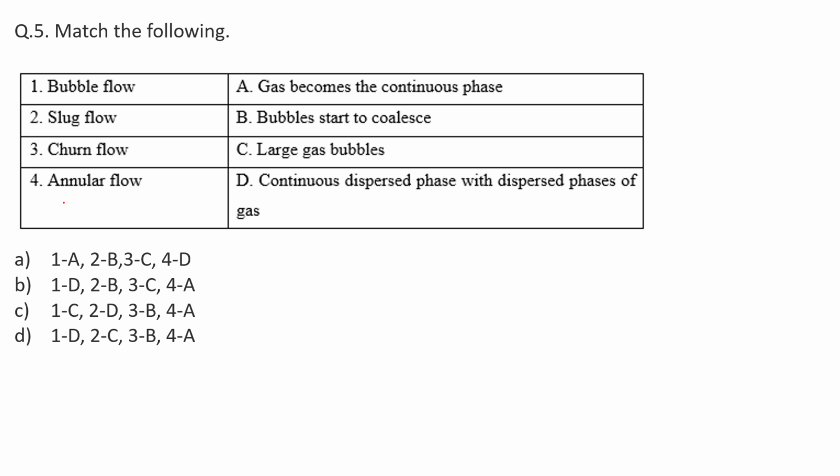The next question is match the following, where on the left side they are talking about different flows and on the right side are the definitions of the different flows. The flows are bubble flow, slug flow, churn flow and annular flow. On the right side the definitions are option A, gas becomes continuous phase; option B, bubbles start to coalesce; option C, large gas bubbles; and option D, continuous liquid phase with dispersed bubbles of gas. We have to match the flow regime with the definition of what occurs in that flow.